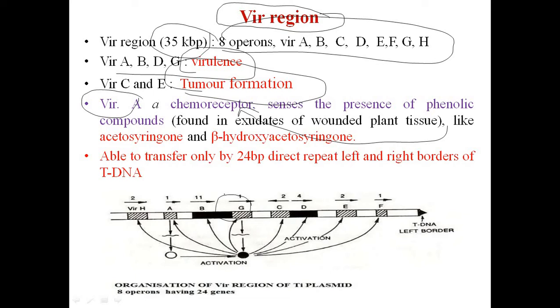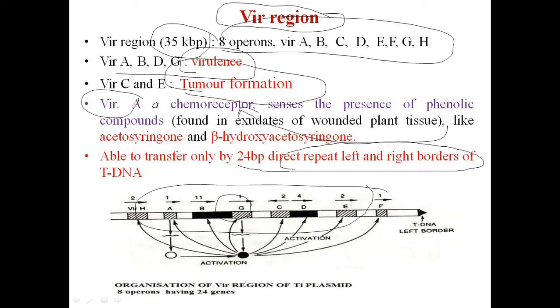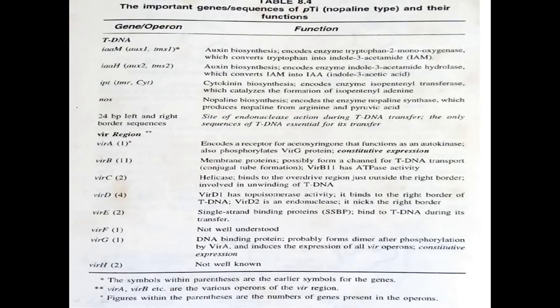But only these genes are not able to transfer. They need this 25 base pair direct left and right borders of the tDNA. So activation is important. This is an additional figure that gives you an idea about the tDNA. Again, as already discussed, it has the TMS1 and 2 region, which is responsible for synthesis of phytohormones, then the NOS region for nopaline biosynthesis.